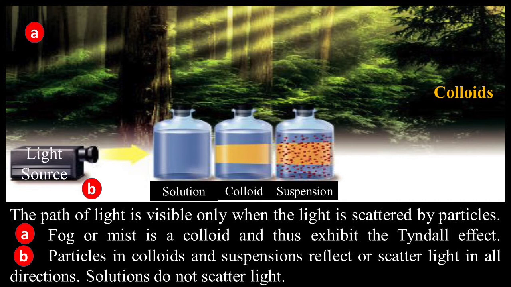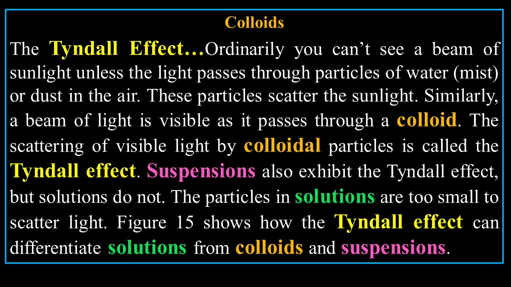So there's the light source, there's A and B. For instance, the little fog in the forest is really what they're talking about. The Tyndall effect: ordinarily you can't see a beam of sunlight unless the light passes through particles of water, mist, or dust in the air. These particles scatter the sunlight. Similarly, a beam of light is visible as it passes through a colloid. The scattering of visible light by colloidal particles is called the Tyndall effect. Suspensions also exhibit the Tyndall effect, but solutions do not. The particles in solutions are too small to scatter light.